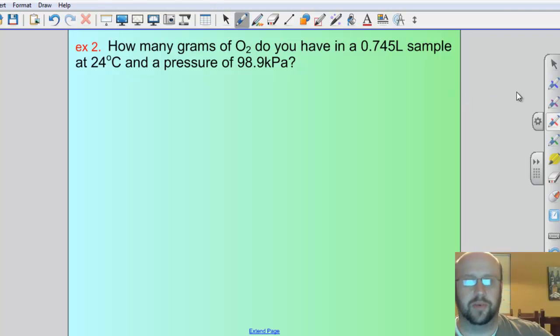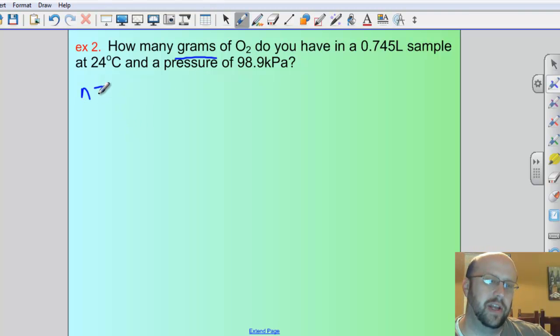So let's work another one. This one's a little bit more complicated. So what's different about this one? It says grams of O2. Now, I don't have any grams anywhere in the formula.